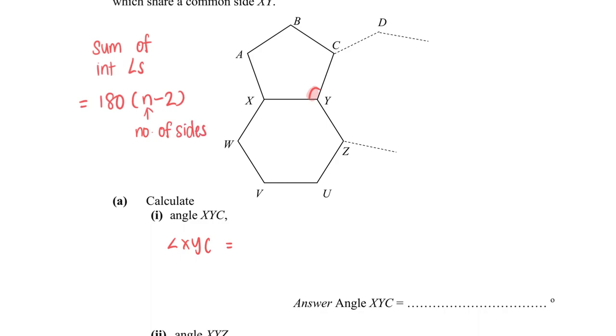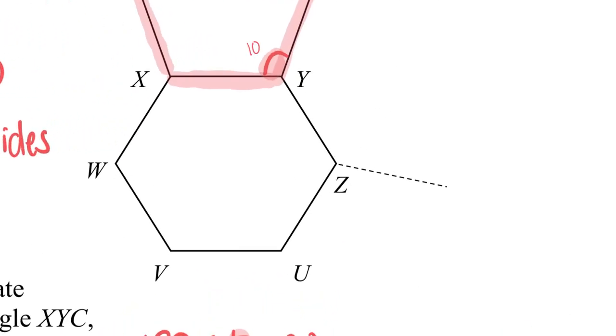So in this question, XYC is the interior angle of a pentagon. Pentagon has 5 sides. So you will see that I use 5 minus 2. And because there are 5 equal interior angles, I divide by 5. This will give me a value of 108. Done. So I know this is 108.